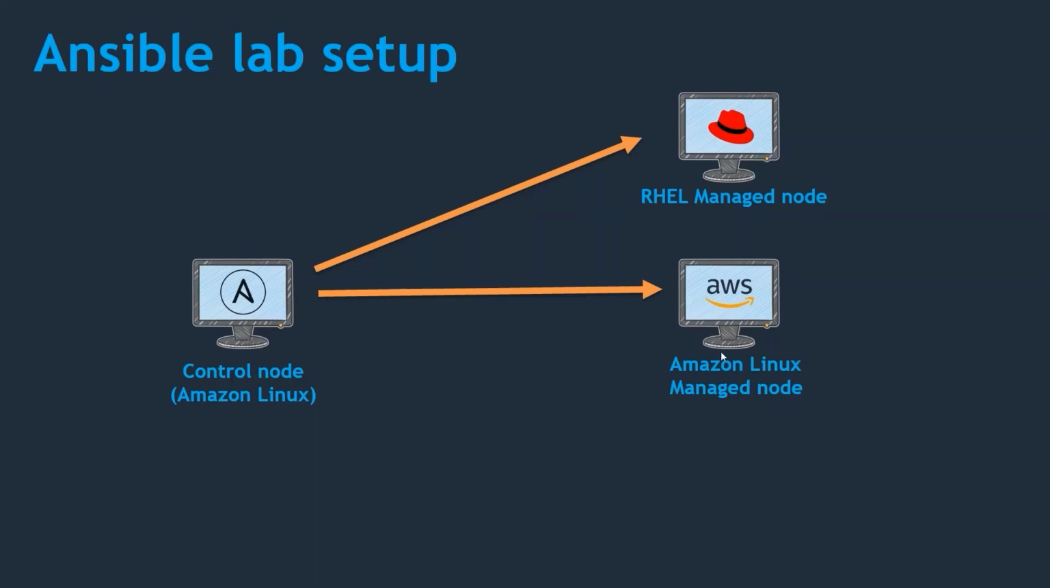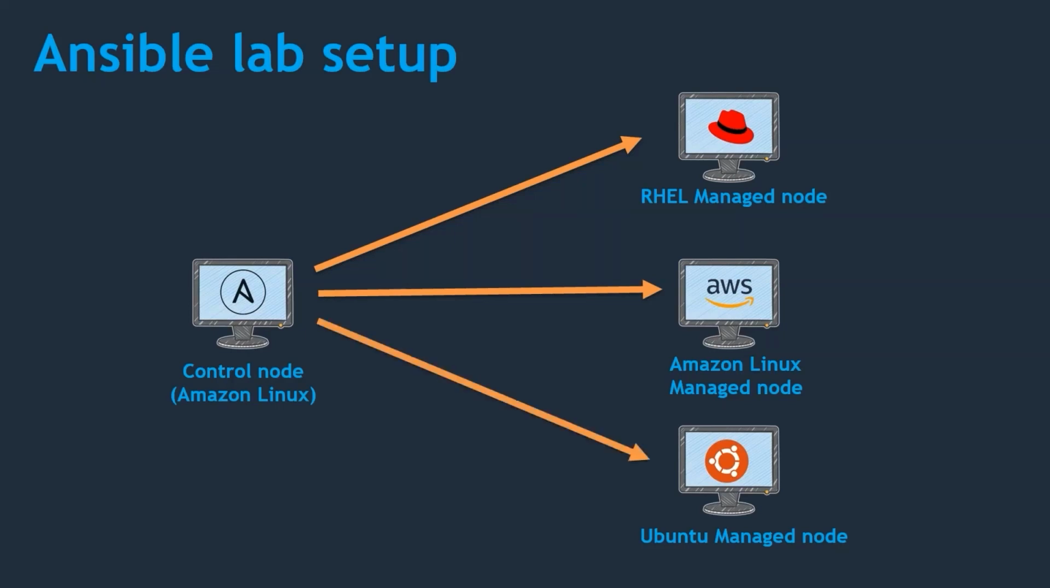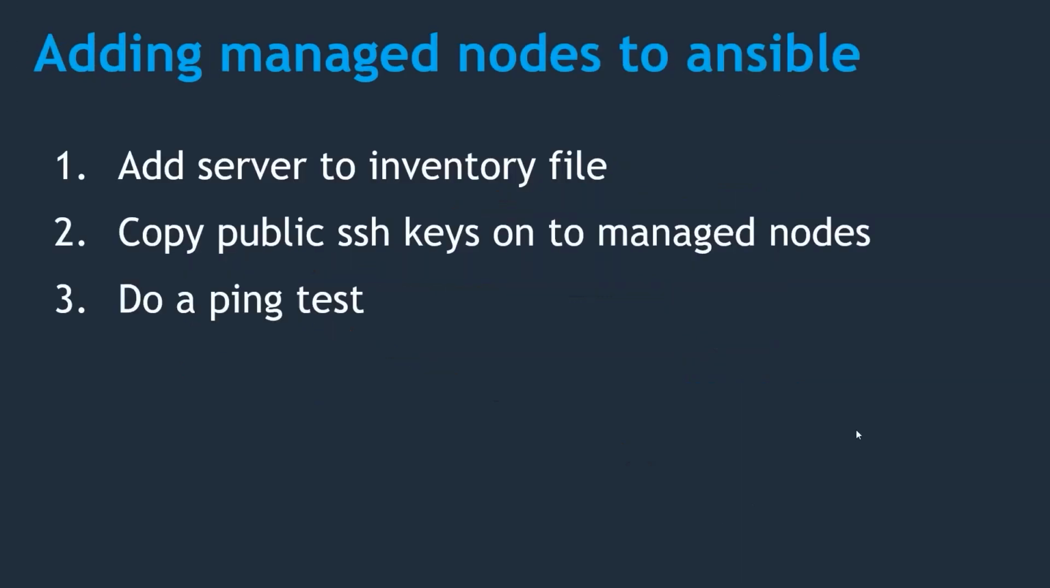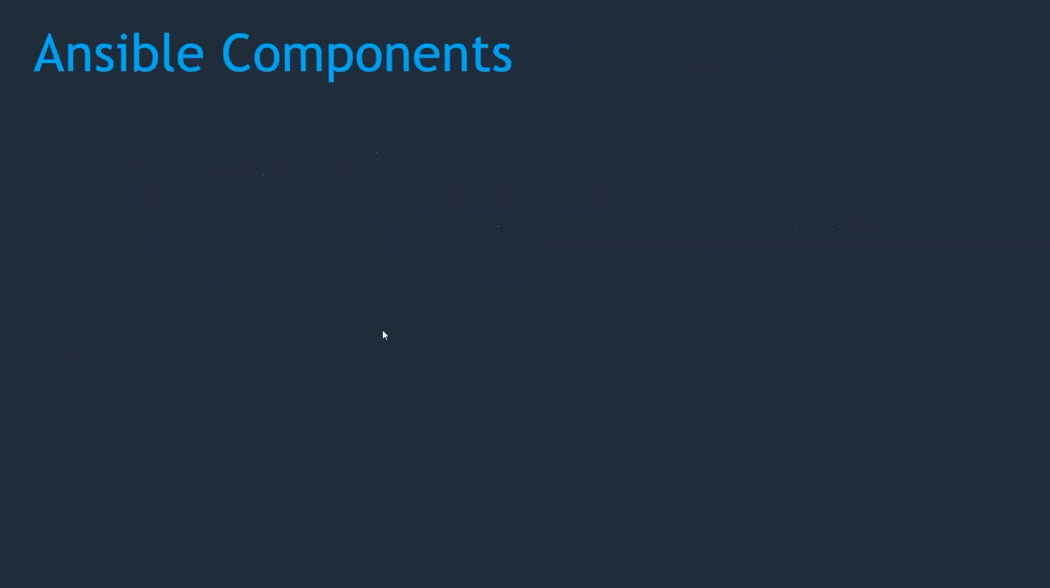So both are connected, but we haven't set up the Ubuntu system. Ubuntu we are going to set up in later classes. First we will make sure that these two are working fine, then we'll update our setup with Ubuntu. So till here we have done this: we have added our server to the inventory, copied public SSH keys onto the managed systems, and done a ping test. We have done the ping test.